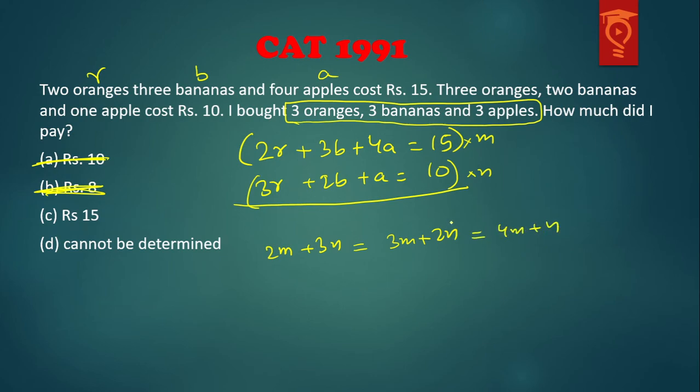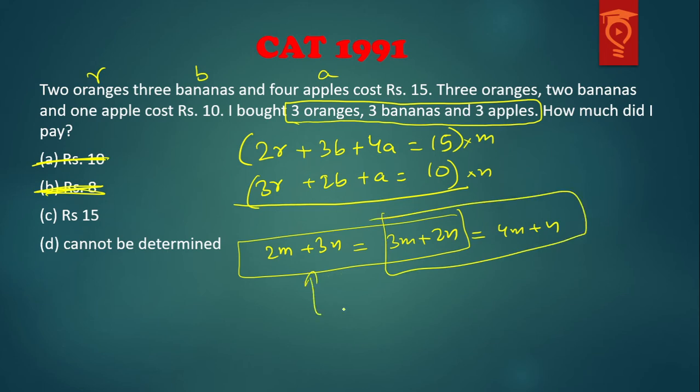Now you can take pairs of equations. You can take these two first, then these two, or if needed these two, and you should always get the same ratio of m and n. If taking different pairs you get different values of the ratio of m and n, that means it cannot be determined.